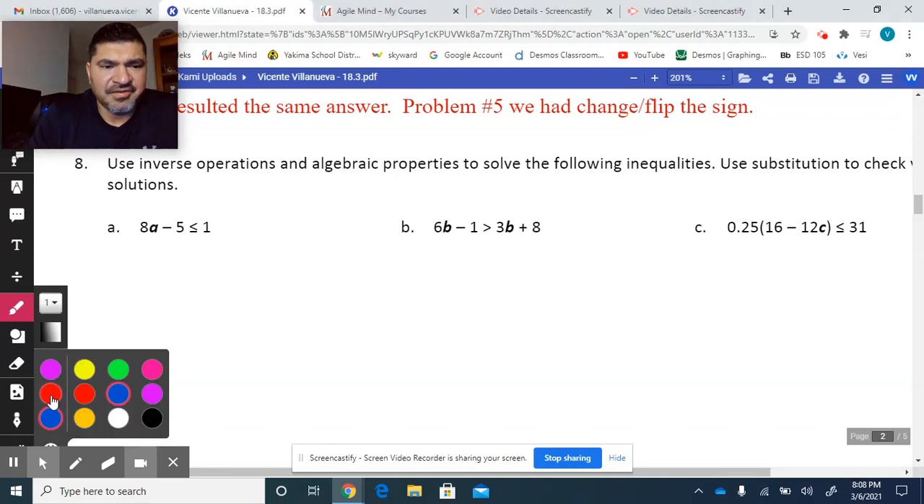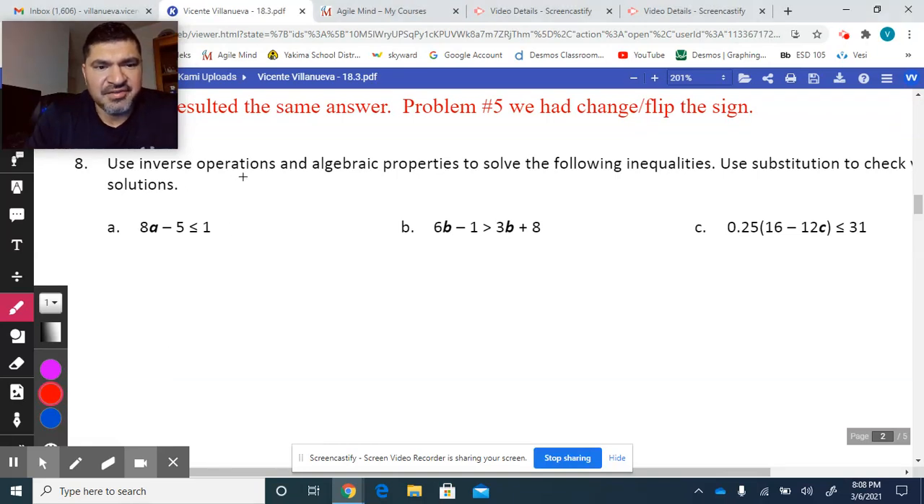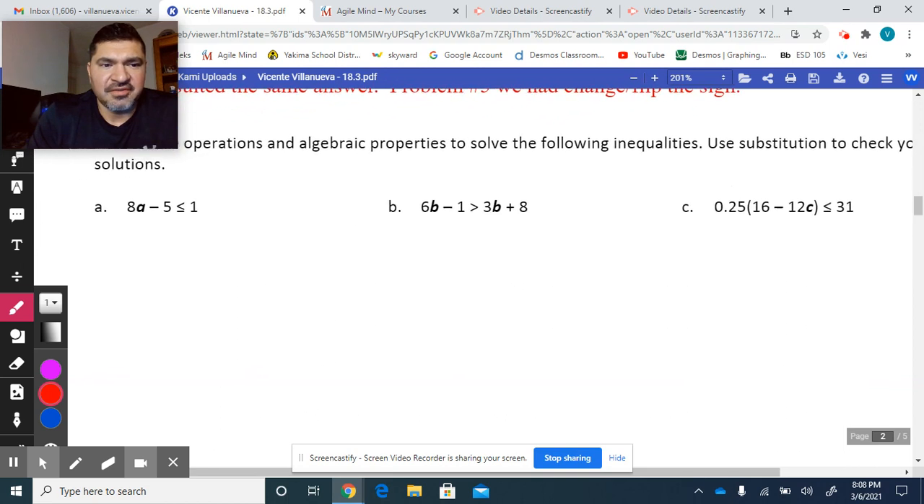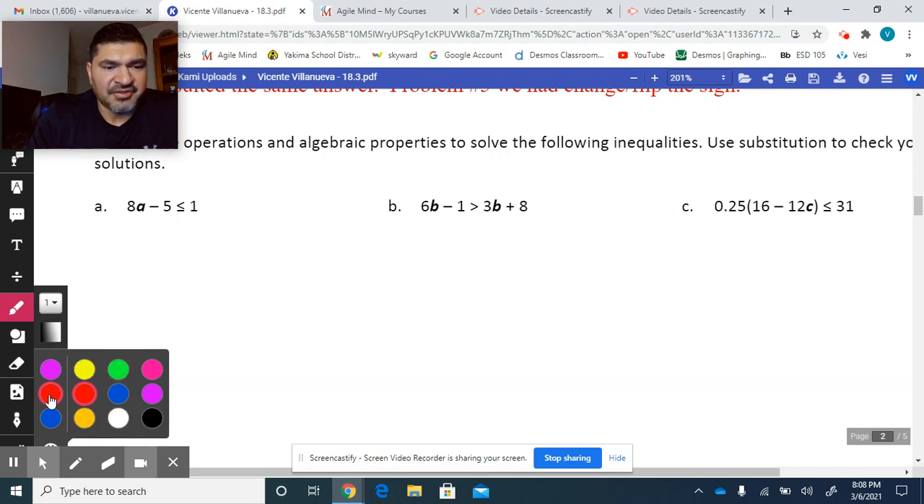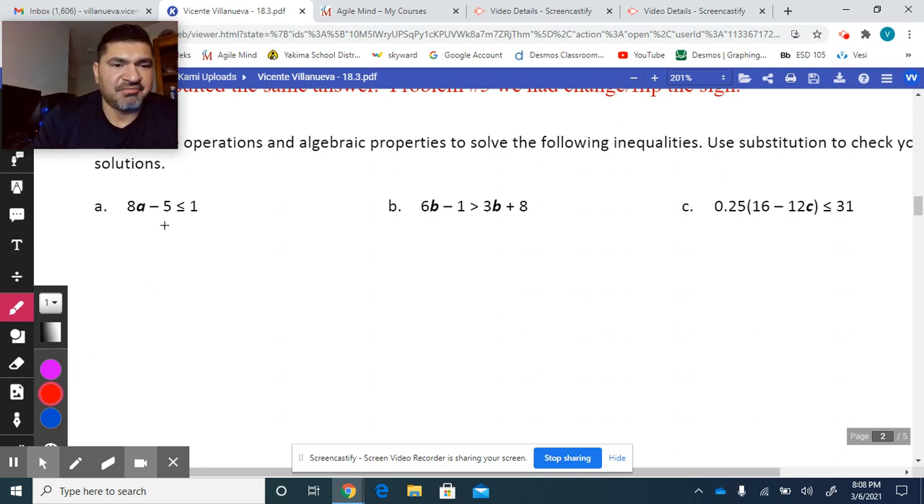Okay, so here is question number 8. It says, use inverse operations and algebraic properties to solve the following inequalities. Use substitution to check your solutions. Okay, so we're going to go ahead and solve these algebraically. Again, you guys should be thinking ahead of me. So be thinking of the first step that you would do on this. And the first step I would do is add 5 to both sides.